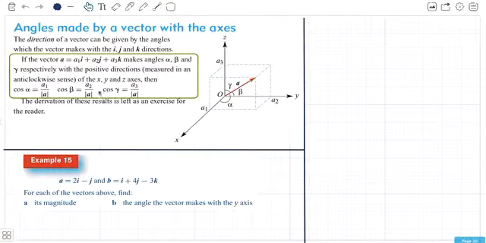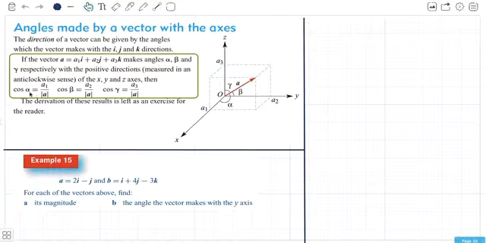So this next section is looking at angles that are made with vectors. We're also going to look at the dot product in the next section, which is a more useful formula for angle. But here we've got a vector that has three different components, the i, j and k, so in the x, y and z directions. You can find the angle that each of those components makes with their respective axes.